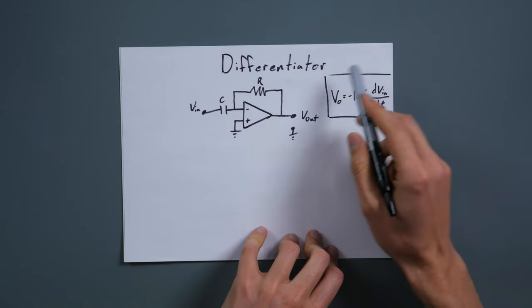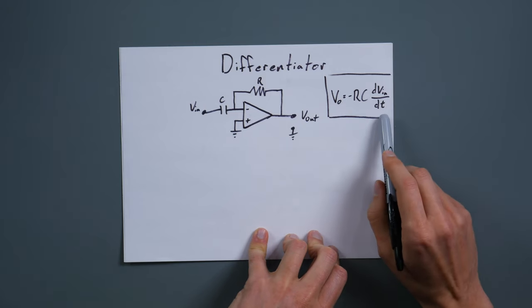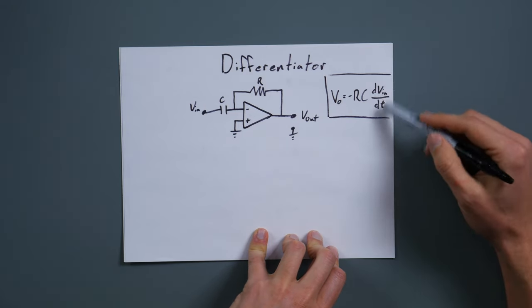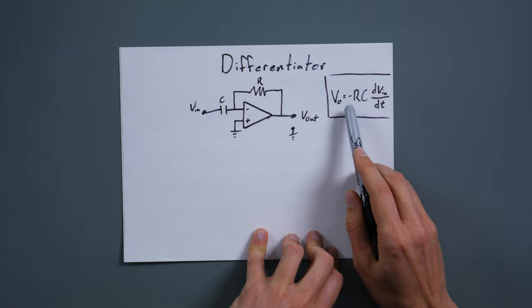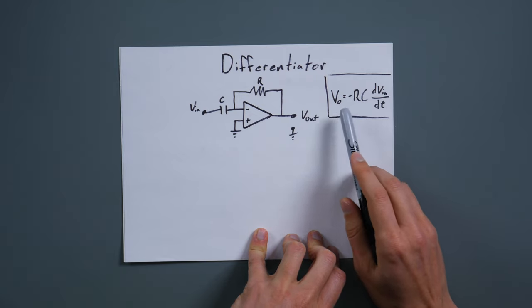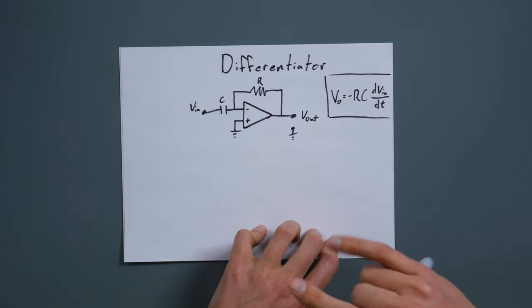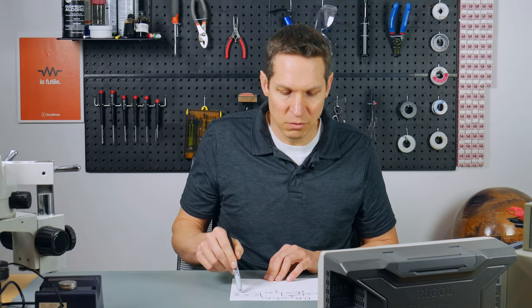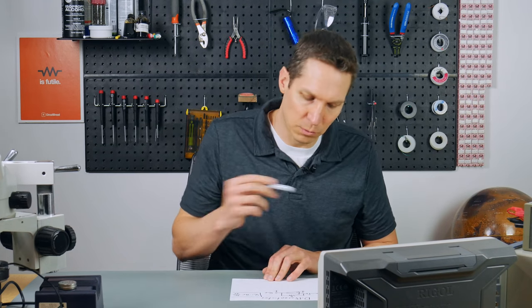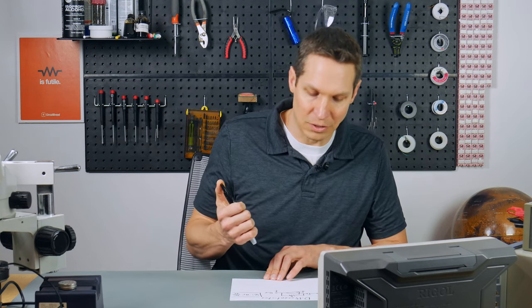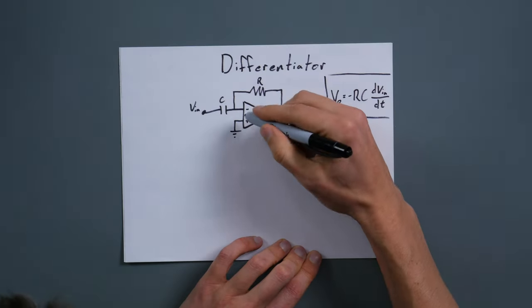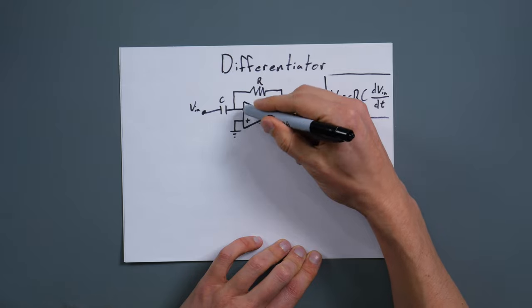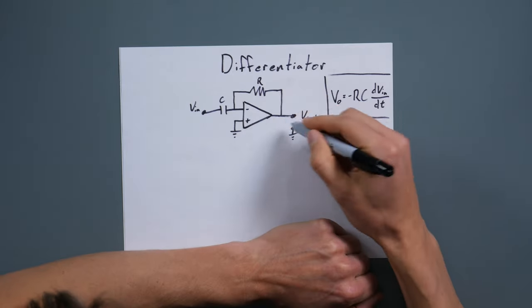But as I mentioned, the output is simply the derivative of the input, and then it is actually just multiplied by negative RC. So in this case, the output is also inverted. With that, let's just quickly derive this formula and show where it comes from here, and then we'll jump into the practical example.